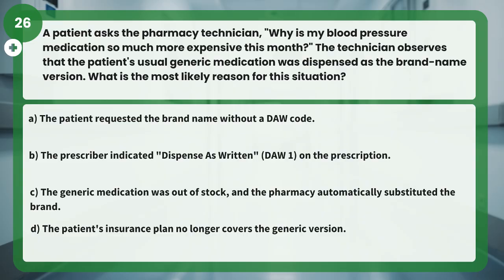A. The patient requested the brand name without a DAW code. B. The prescriber indicated dispense as written, DAW 1, on the prescription. C. The generic medication was out of stock and the pharmacy automatically substituted the brand. D. The patient's insurance plan no longer covers the generic version.